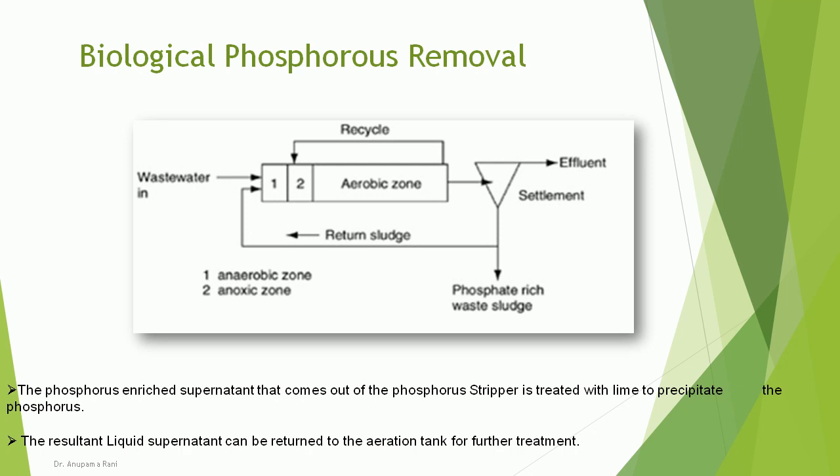Bacillobacter organisms are helpful for removal of phosphorus from effluent. Under anaerobic conditions, phosphorus accumulating organisms assimilate fermentation products, i.e. volatile fatty acids, into storage products within the cells with a concomitant release of phosphorus from stored polyphosphates. The phosphorus-enriched supernatant that comes out of the phosphorus stripper is treated with lime to precipitate the phosphorus. The resultant liquid supernatant can be returned to the aeration tank for further treatment.